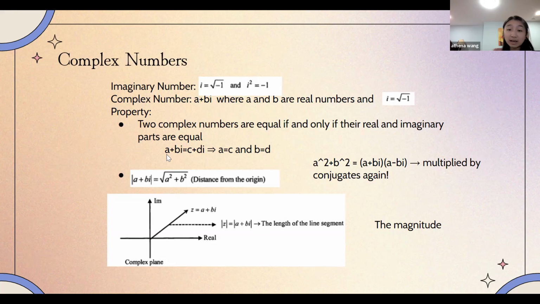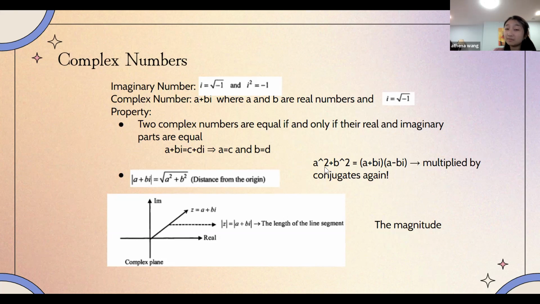So two complex numbers are equal if and only if the real and imaginary parts are equal. So if we have A plus Bi equals C plus Di, we know that A equals C and B equals D. We also know that the distance from the origin, this is also called the magnitude, is the square root of A squared plus B squared.